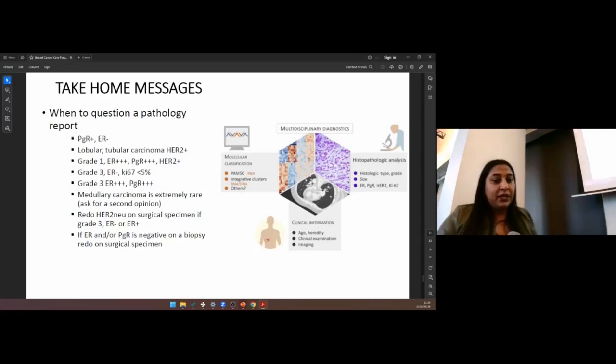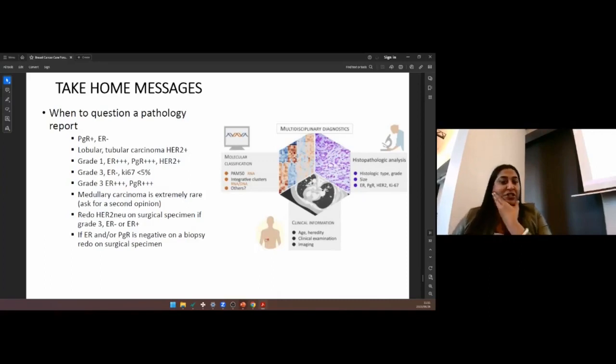And you can redo HER2/neu on the actual mastectomy. If you've got a grade 3 ER negative or ER positive, it is possible to ask for a HER2/neu repeat. And if you've got negativity of ER and PR positive, or negativity on the biopsy, then you can also redo it on the surgical specimen.